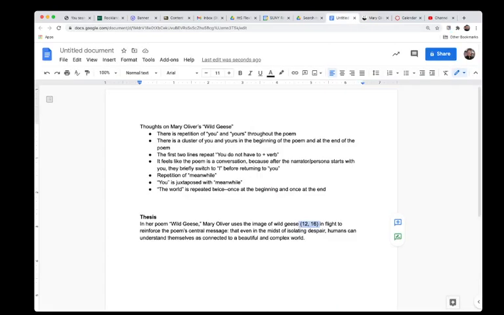And it's really important to always be citing, even when you are paraphrasing, as I'm doing right now. I'm citing the places in the poem where wild geese can be found, in addition to the title, of course. So make sure that anytime you are referring to the poem, whether it's through a paraphrase or through a quotation, that you go ahead and cite the proper line numbers.